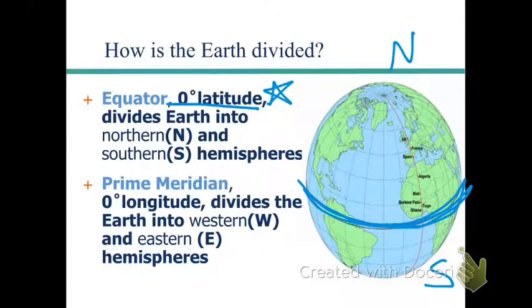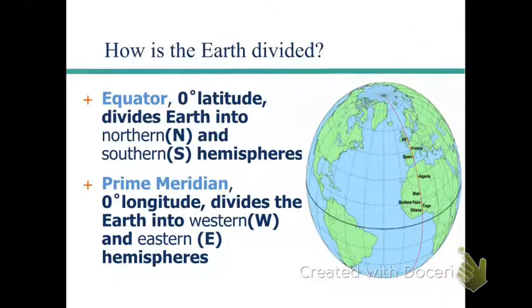Now notice, is the equator drawn in a line that points north to south? No, the line goes side to side, but it divides the earth into the northern and the southern hemisphere. Your prime meridian is 0 degrees longitude. So it's 0 degrees longitude, and it goes the other way. So it's going up and down. This is the prime meridian, and it's going to divide it into your eastern and your western hemispheres.